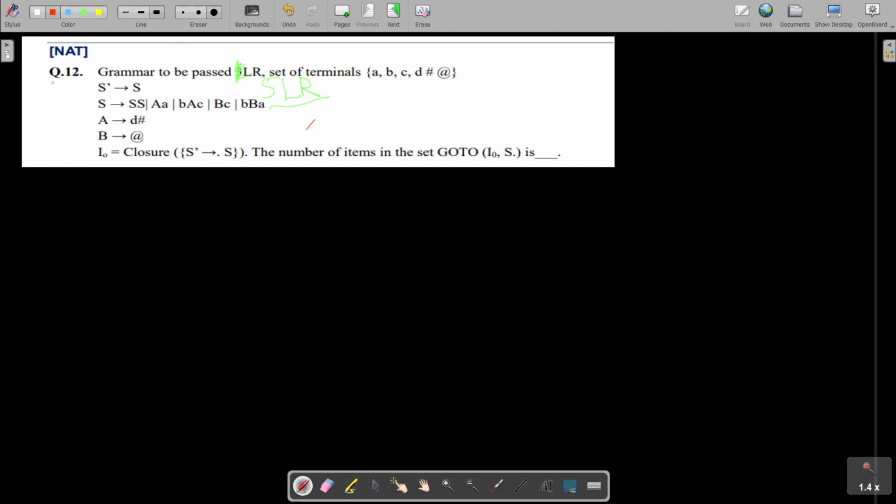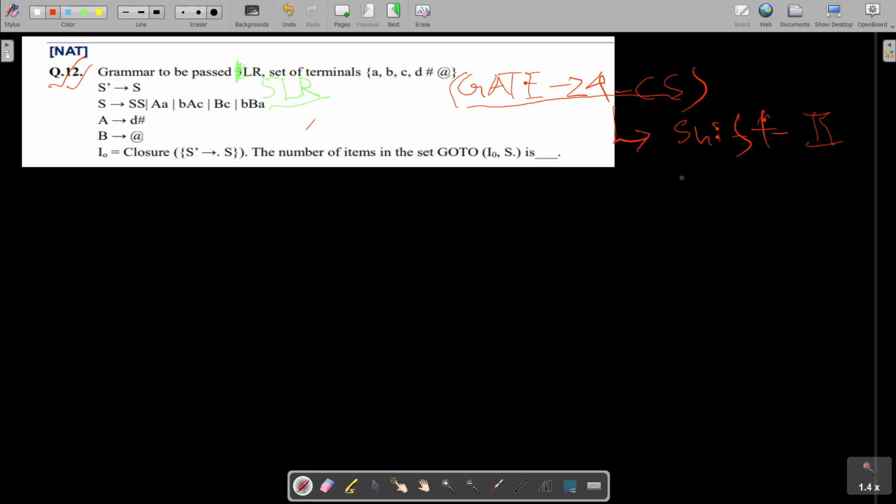Hello everyone. Today I'll be discussing one of the important questions asked in GATE 2024 Computer Science. It is not in the first shift. It is shift 2, the second shift, or you can assume it is the evening or afternoon shift, not the fun shift. It is the afternoon shift.